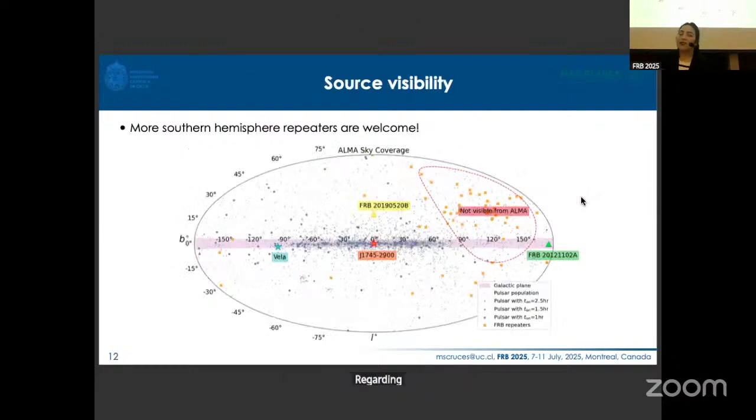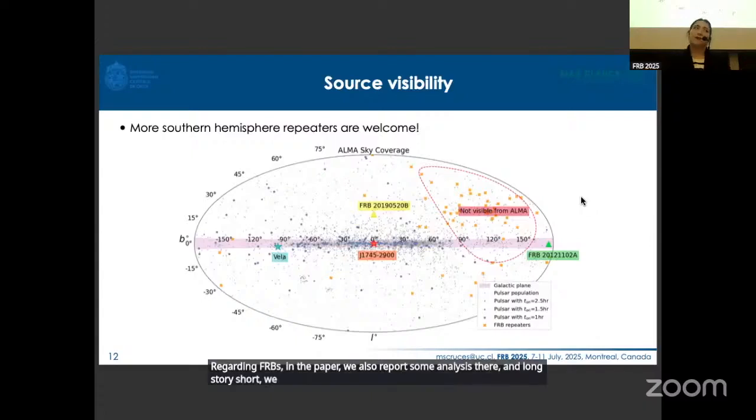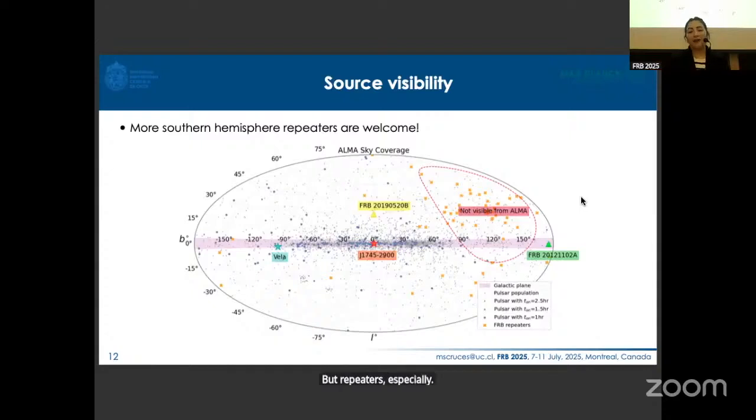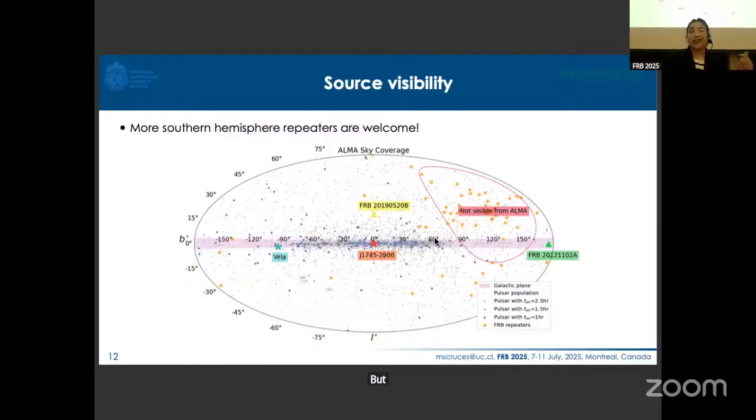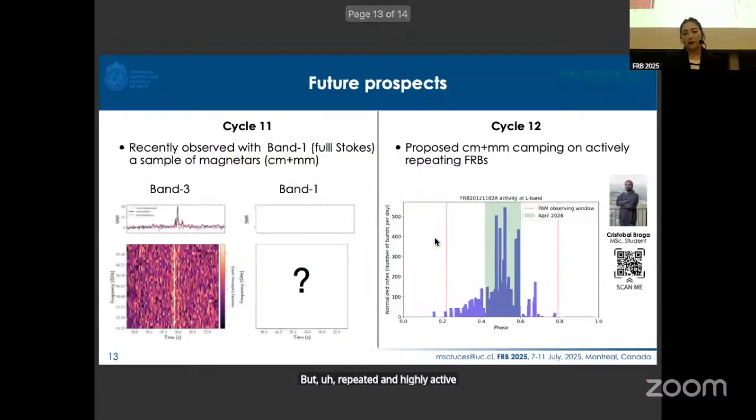Regarding FRBs, in the paper we also report some analysis, and long story short, we need more FRBs in the southern hemisphere, but repeaters especially. Pulsars, definitely, we have many, and you can see there, the larger the circle, the less time we need to integrate. But repeaters and highly active repeaters are very few.